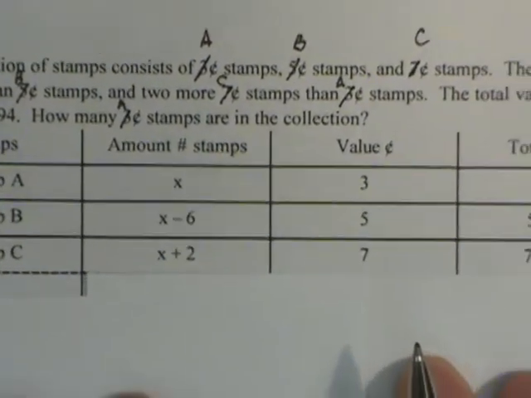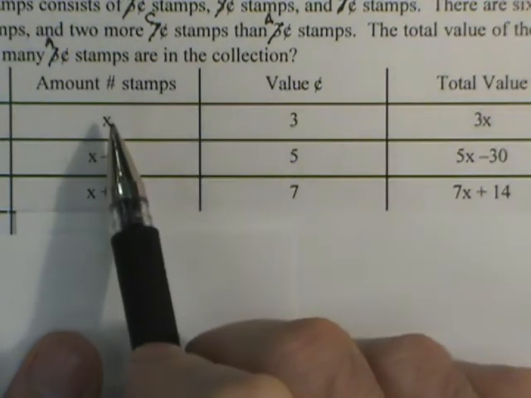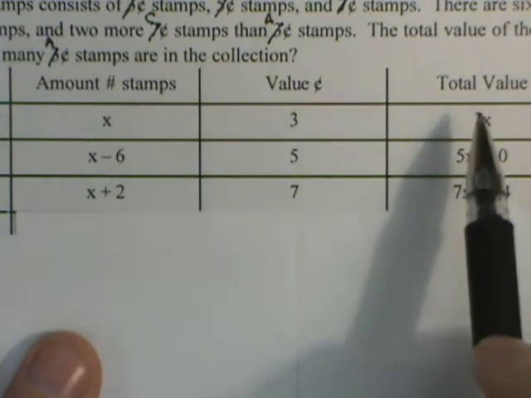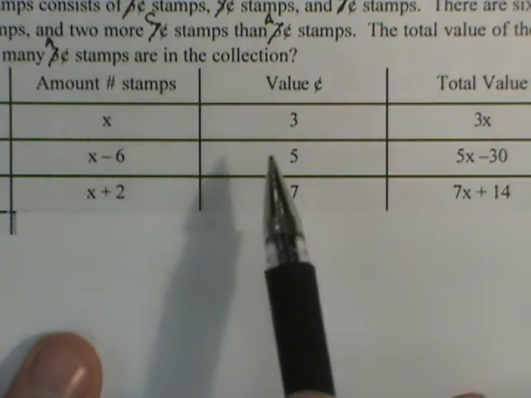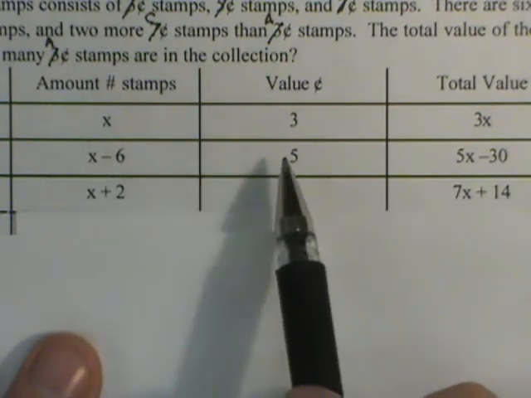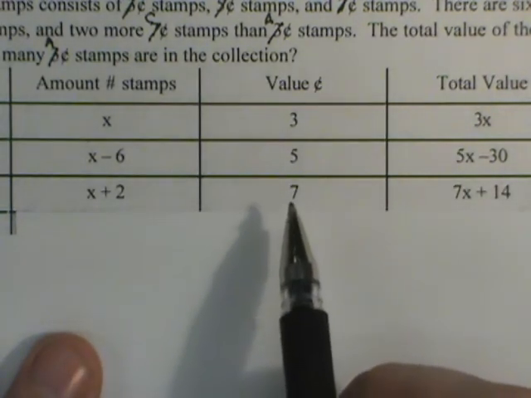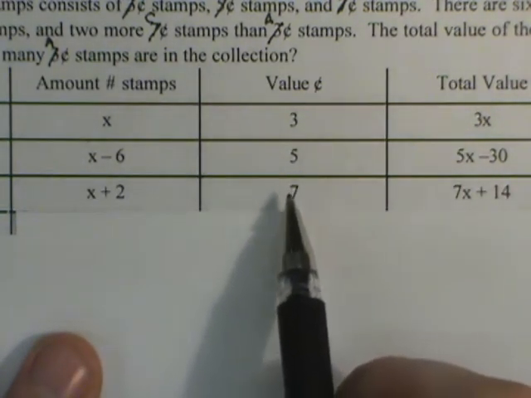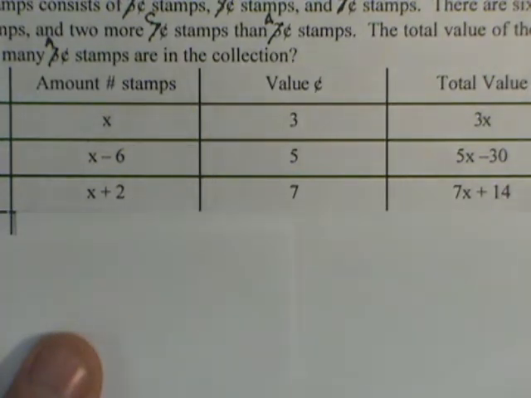As we did for all the previous sections, to get to this total value column, we're just going to multiply. So X times 3 we would write as 3X. I'm going to distribute this 5 against the expression, so this becomes 5X minus 30, and you see that here. In a similar fashion, I'll multiply the 7. 7 times X is 7X. 7 times 2 is 14.